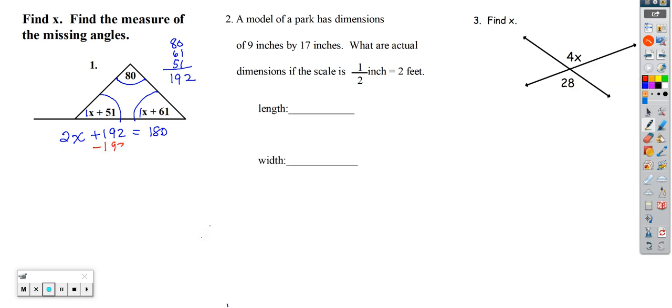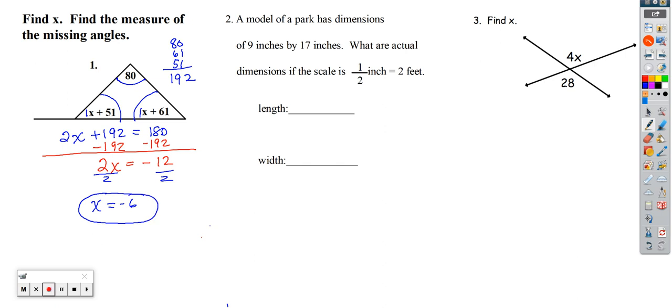Subtract 192. That leaves me with 2 times x is equal to, now this would be a negative. You have more negatives than positives. It would be equal to negative 12. Divide both sides by the coefficient 2. And that tells me that x is negative 6. So I found x. X is negative 6.